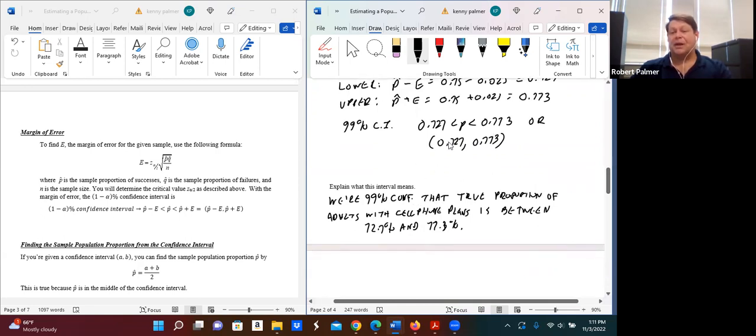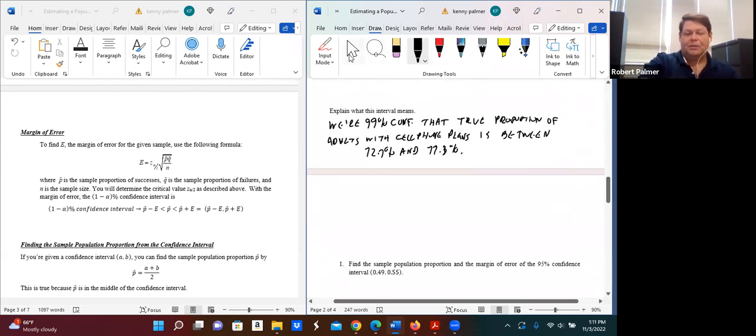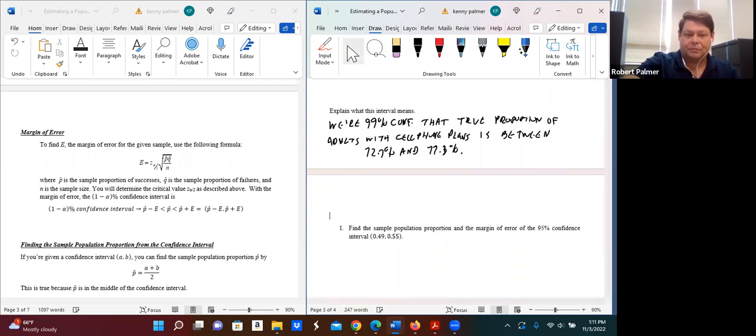Now, once again, if we use 95% or 90% confidence, we'd have a smaller interval. So you would have a smaller margin of error in those cases, but you're also decreasing your confidence level. Okay. Now, let's take a look at some other ideas related to confidence intervals.